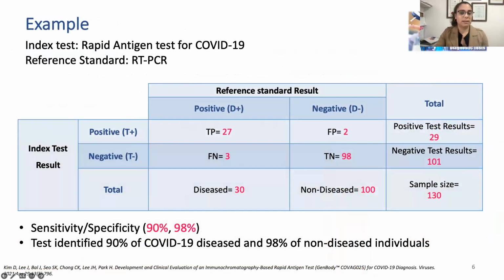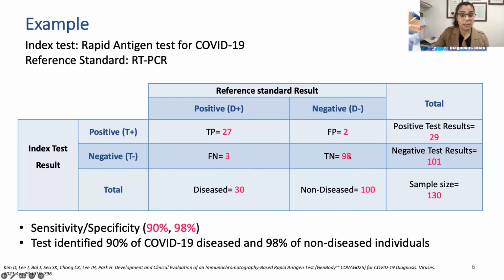Now, let us consider this example where we have an index test, a rapid antigen test for detecting COVID-19 or the SARS-CoV-2 infection. And in total, we have in the study 130 participants. 30 of those participants were truly diseased according to the reference standard, and 100 individuals were non-diseased according to the reference standard. So we can see that we also have the 2x2 table. We have the true positives, false negatives, and true negatives. So these are the results from the specific study.